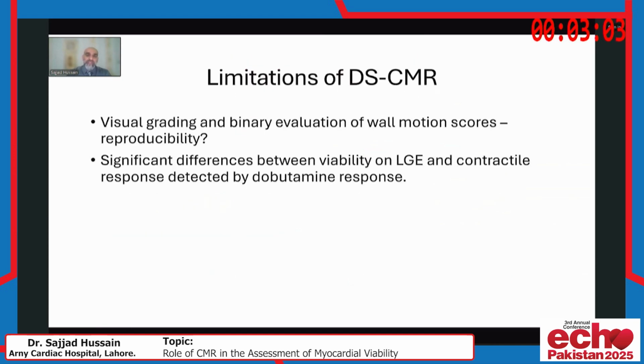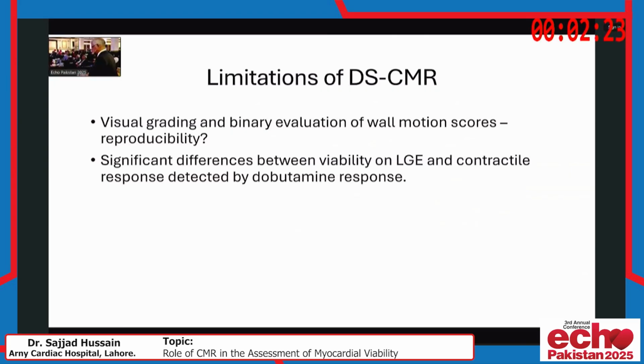Now, there are certain limitations to dobutamine stress CMR. Firstly, this is a visually graded and binary evaluation of wall motion scores. An improvement of one grade of myocardial contractility would denote an improvement in function. And of course, this would call into question the reproducibility of DSCMR. And the other thing is that there are significant differences between viability on late gadolinium enhancement and contractile response, and this is primarily due to cellular changes and tethering changes that really are not picked up on both of these modalities.